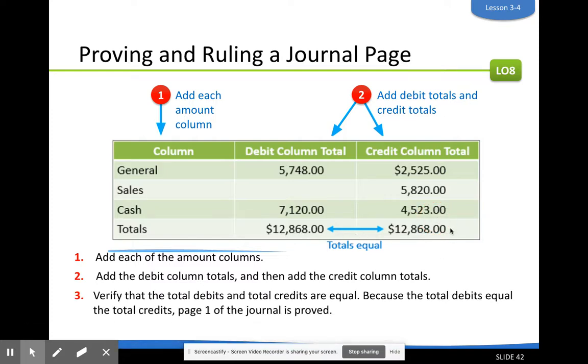When those 2 equal, debits equal 12,868, credits equal 12,868. Then we could go back to our journal and put that double underline.